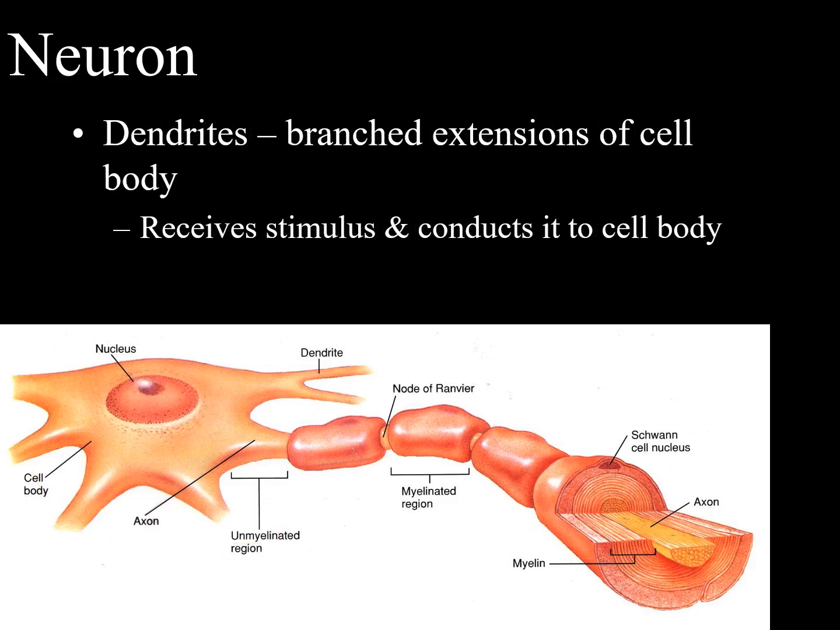Dendrites are not very well shown in this drawing, but the dendrites are the usually relatively short branches off the nerve cell body, and you can see they're all kind of fading off into nothing here. But they receive stimuli and then conduct that stimulus in the direction of the nerve cell body, so back towards the nerve cell body.